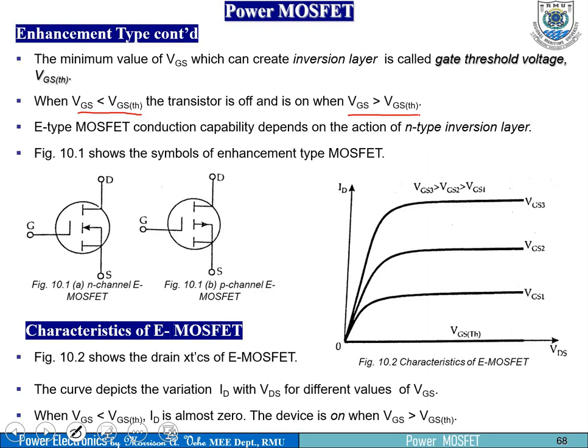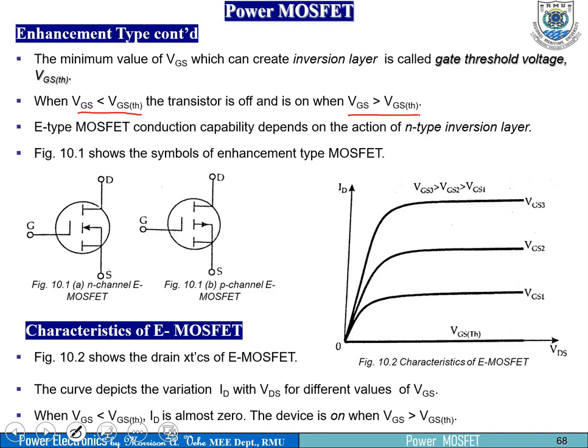So when VGS is greater than the threshold value, the device conducts. The MOSFET is a transistor. That's why we say the transistor is on, and it's off when VGS is lesser than the VGS threshold. Okay, all right, so that's it.